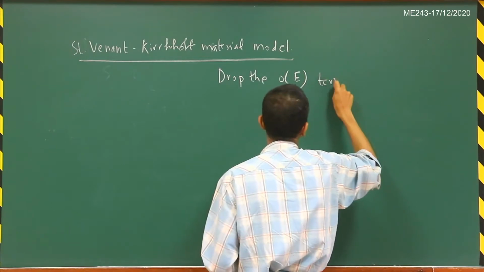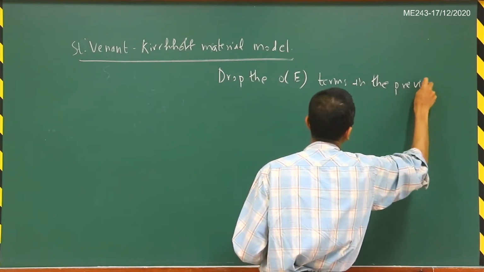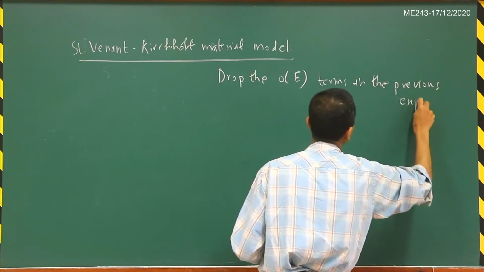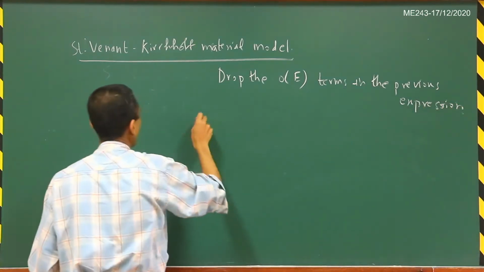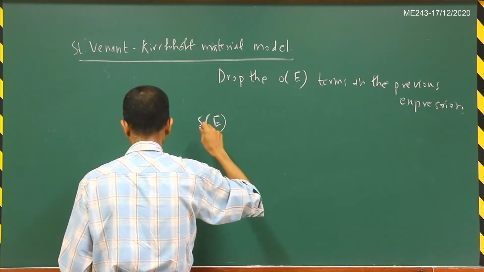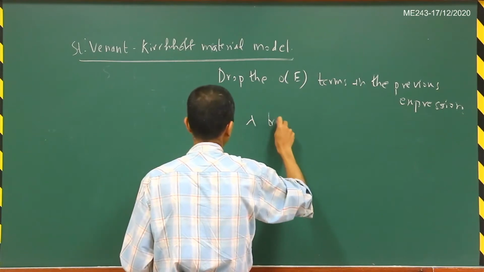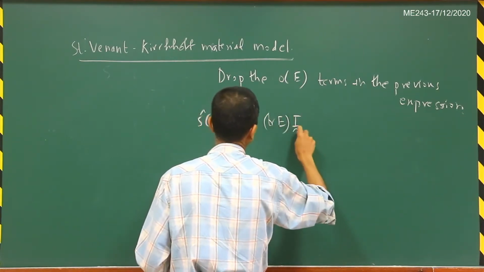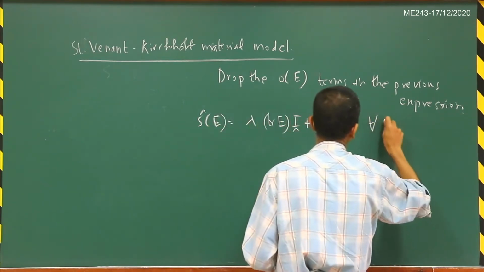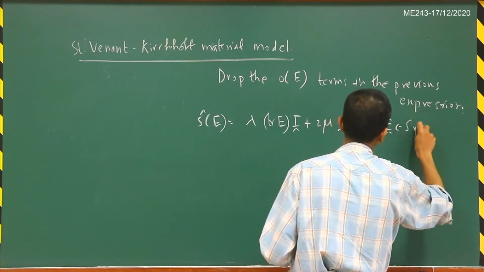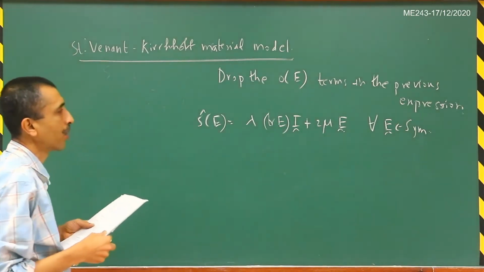Dropping the terms in the previous expression, what you get is that S of E is equal to lambda of trace of E times identity plus 2 mu E, for all E belonging to Sym. So this is the relation that you get by dropping all the non-linear terms.